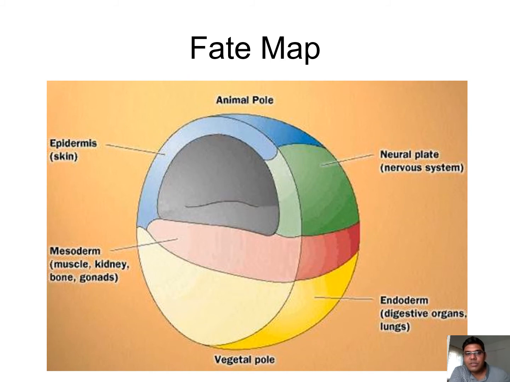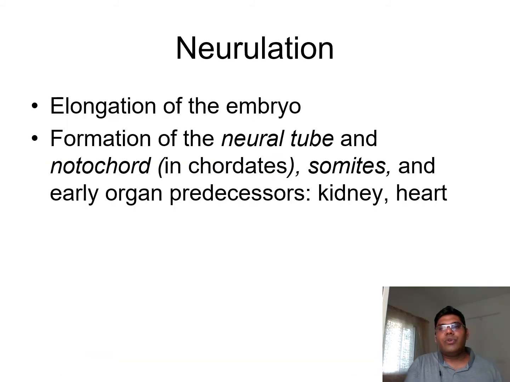So it was believed that there are fate maps. So these cells start to align, and the endoderm, mesoderm, and the ectoderm give rise to specific fates of cells. Now, during neurulation, the elongation of the embryo starts to happen, and there is a formation of neural tube and notochord in chordates, and there are also somites. These are the primitive cells which give rise to the muscles, tendons, and the bones, and the early organ predecessors such as kidney and heart.